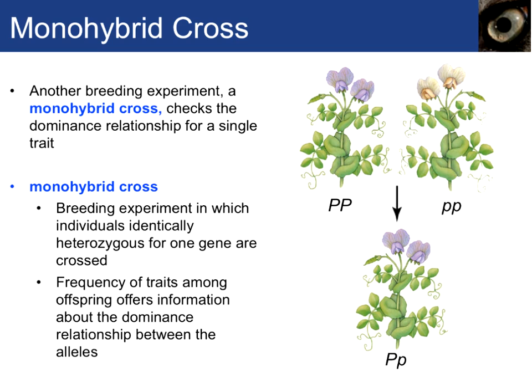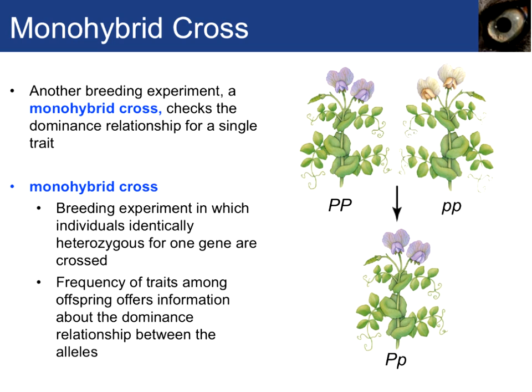So another breeding experiment that was done is called a monohybrid cross. This checks the dominance relationship for a single trait. At the time, he didn't know whether or not purple is actually dominant to white, so he did these experiments to see how this works. So a monohybrid cross checks this dominant relationship for a single trait.